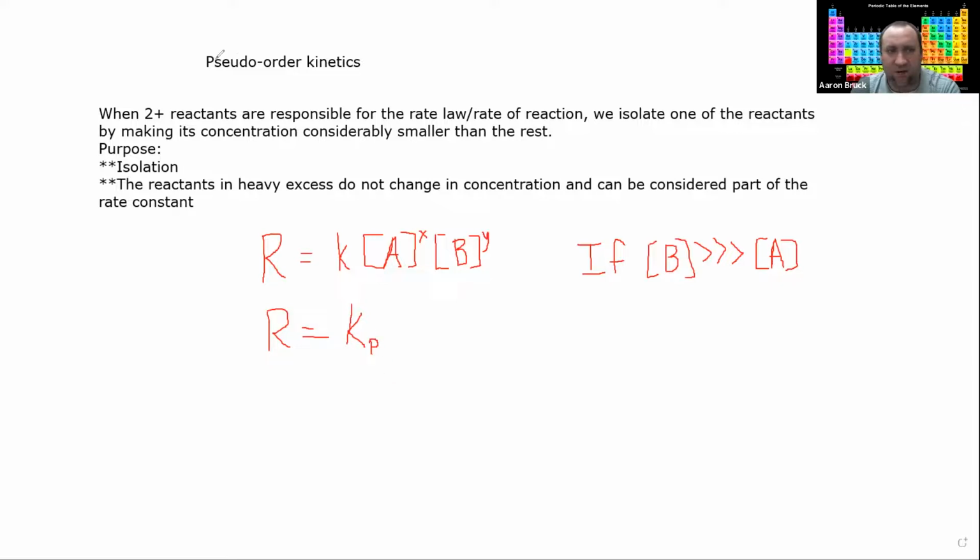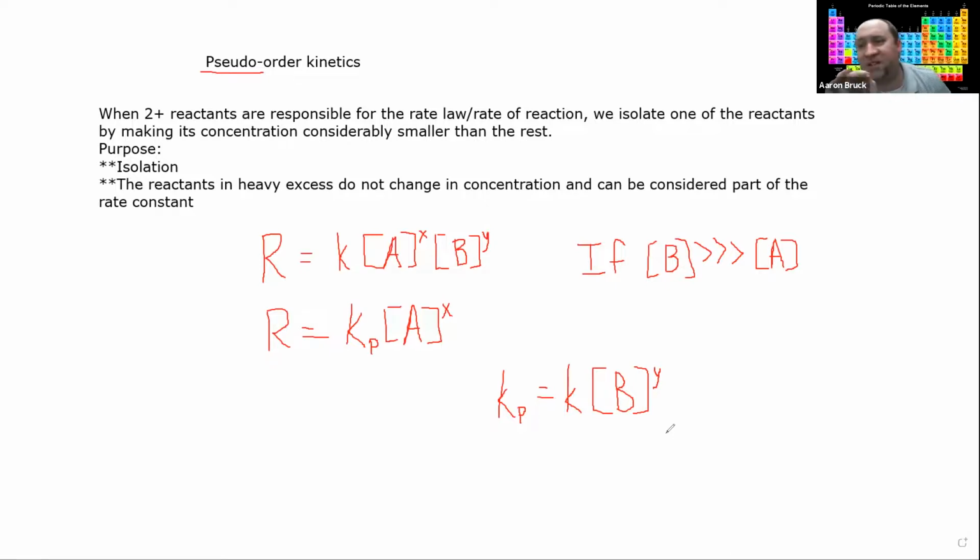The P there standing for pseudo, times the concentration of A to whatever its reaction order is. And the value of the pseudo-order reactant rate constant Kp is equal to the true value of the rate constant K multiplied by the concentration of B raised to whatever power it has.